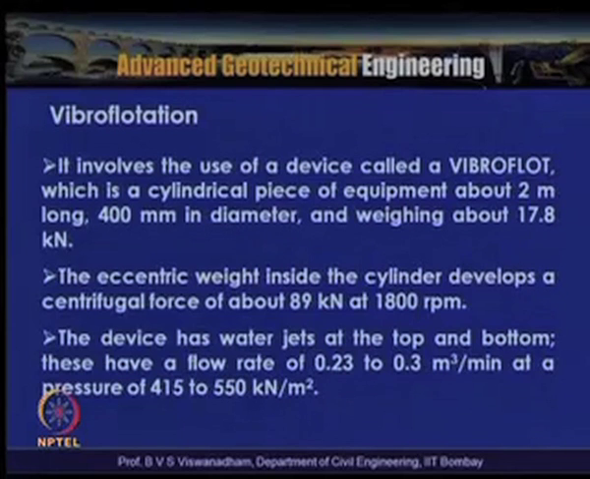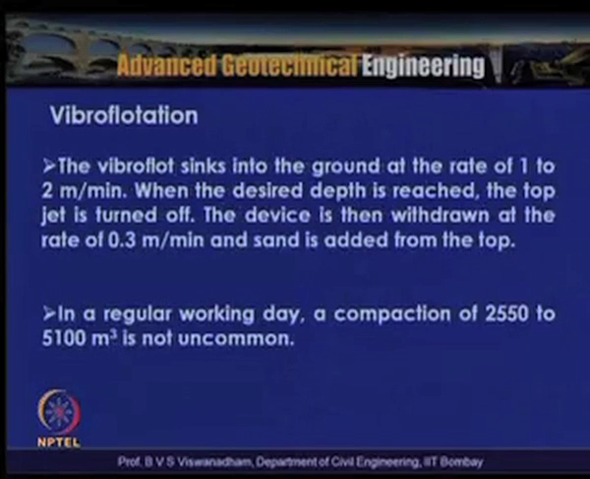With that, penetration of the probe takes place very easily, and the vibroflot sinks into the ground at the rate of 1 to 2 meters per minute. When the desired depth is reached, the top jet is turned off and the device is withdrawn at a rate of about 0.3 meter per minute. The sinking rate is about 1 to 2 meters per minute, the withdrawal rate is about 0.3 meter per minute, and sand is added from the top. If you add other materials, it is called vibro replacement. In a regular working day, compaction of 2550 to 5100 cubic meters is not uncommon using this method.